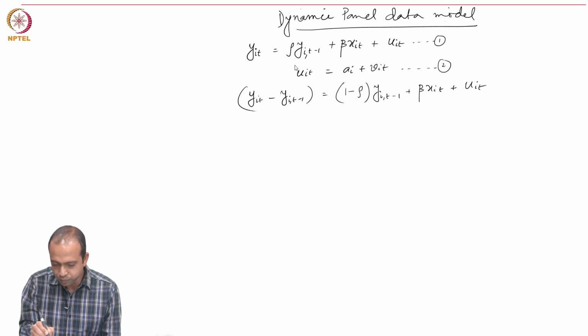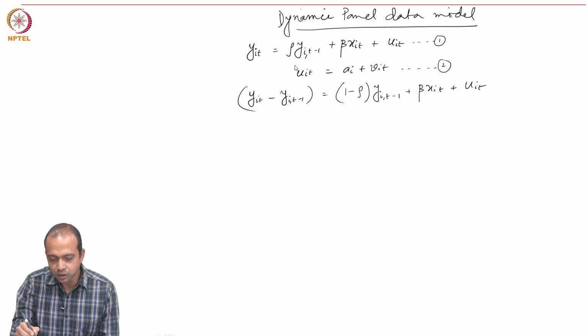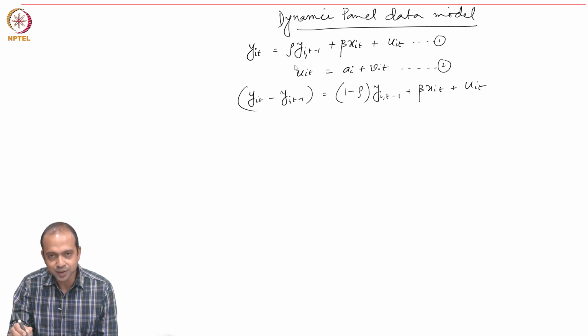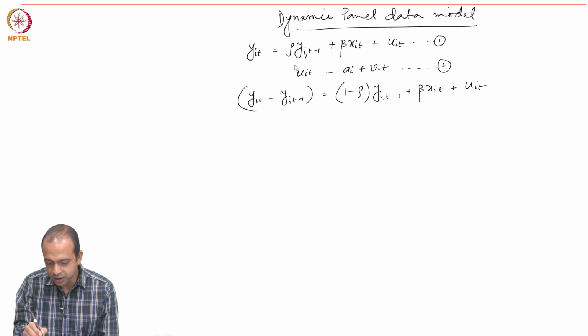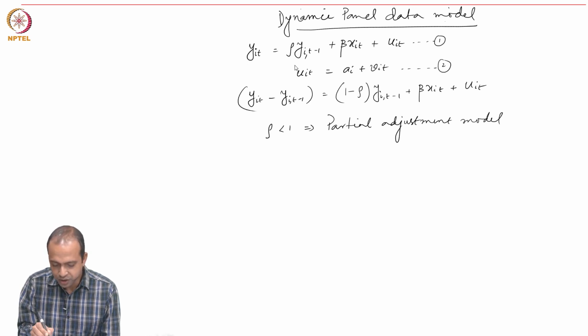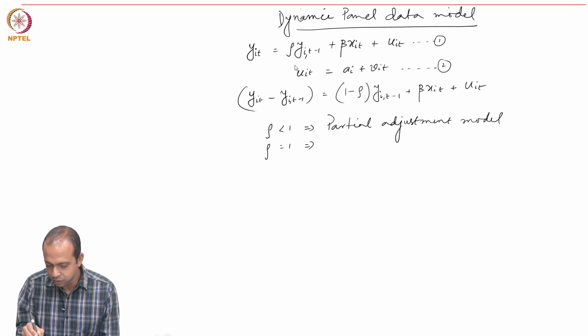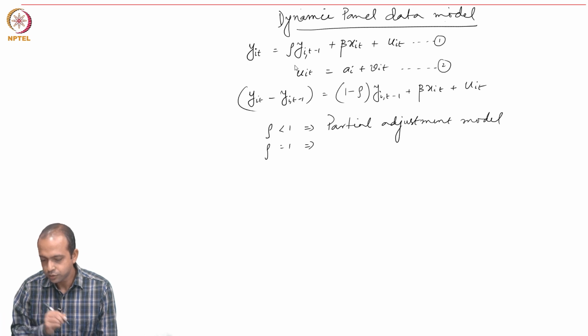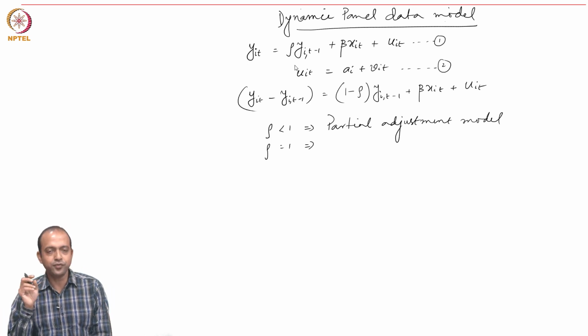Rho equals 1 means this term will be 0, that means the lagged dependent variable will disappear from the model, and that will imply an instantaneous adjustment model, which is basically the static panel data model, and rho greater than 1 is unstable. So, this is the situation of partial adjustment.